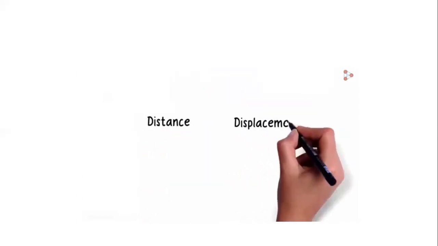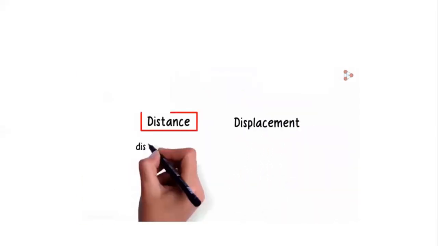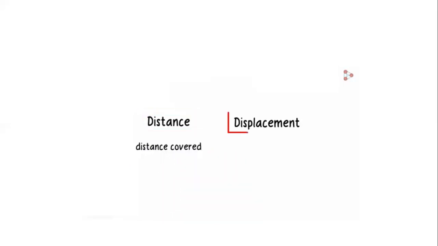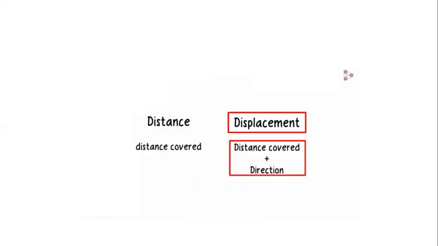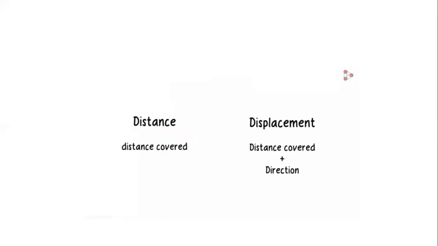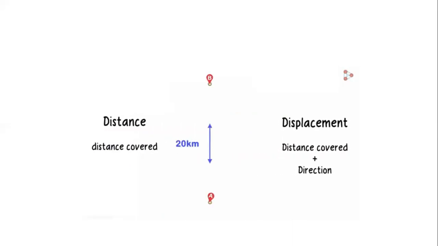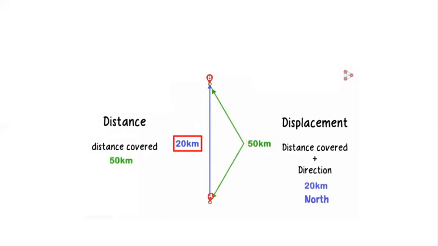Do you remember the difference between distance and displacement? Distance just tells us the distance covered, but displacement is distance with direction. Say the distance between towns A and B is 20 kilometers. So if we take a 50-kilometer route from point A to B like this, then the distance covered is 50 kilometers and the displacement is 20 kilometers north of point A.